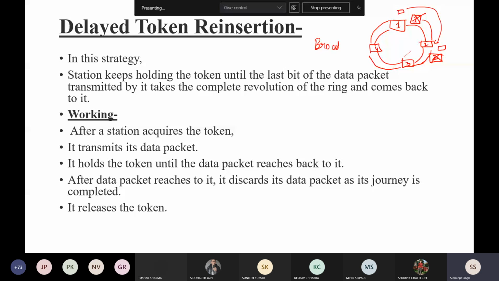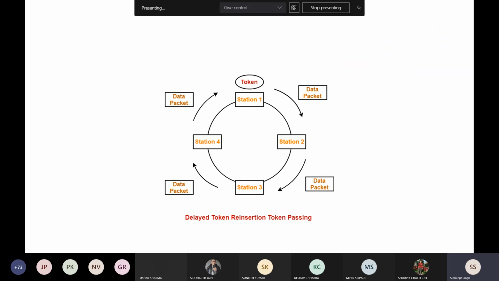In a peer-to-peer link there is no problem, but everything that we are doing in the access control method is based on a broadcast link. Now the working is that after the station acquires a token, it transmits its data packet. It holds the token until the data packet reaches back to it. After the data packet reaches back, it discards the packet as its journey is completed, releases the token, and the token is transferred to its neighbor. That is the working of delayed packet reinsertion.